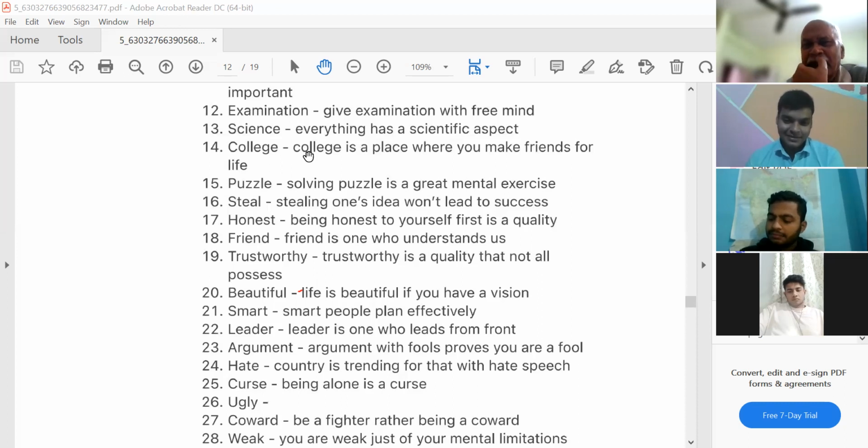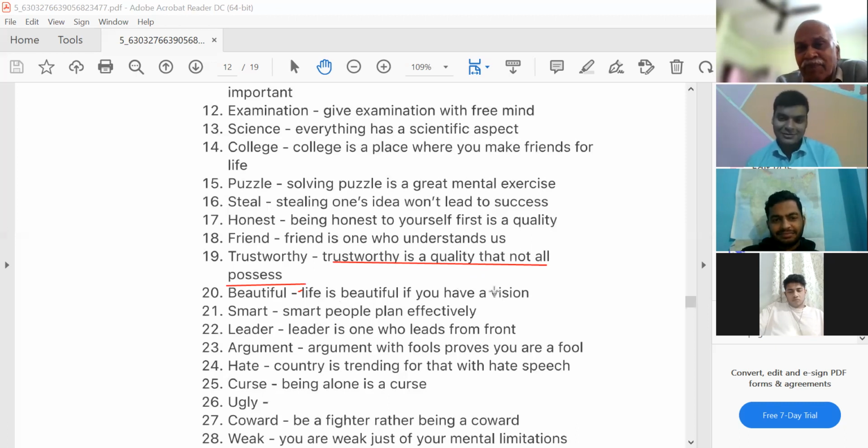Next. Trustworthy is a quality that not all possess. Very good. So, do you have it? Yes, sir. So who has not been trustworthy as per you? No one? Your friends and people in and around? Yes or no? Yes, sir. And that's the problem. If this idea comes from your own experience, that's the problem. Next.